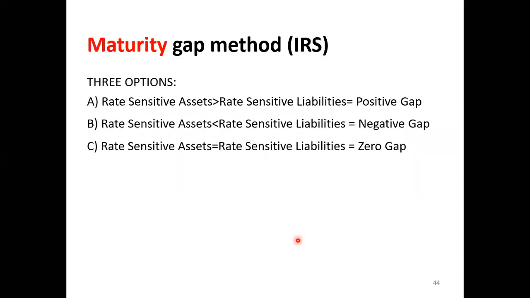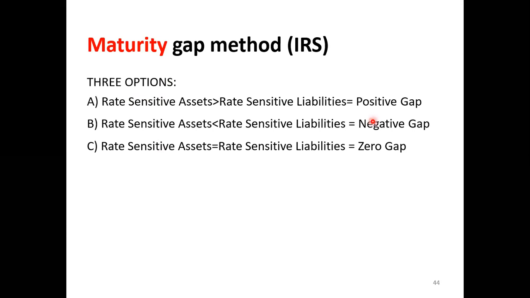So, the maturity gap method and interest rate, right? Maturity means what? The time band. Some assets, some loans mature in 3 months, 6 months, 9 months, 1 year. A long-term loan matures in 2 years, 5 years, 10 years, especially more than 1 year. So there are three options, three alternatives, based on the maturity of rate sensitive assets.